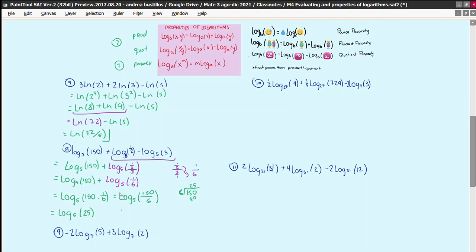And this obviously can be simplified further by saying 5 to what power gives you 25? And the answer is 2. So this is the last simplification.